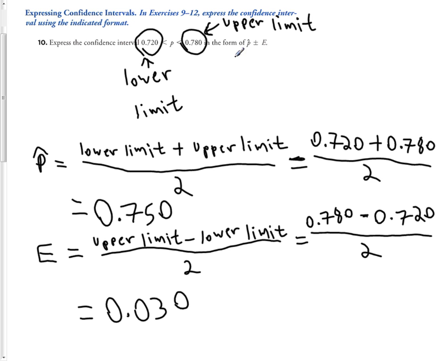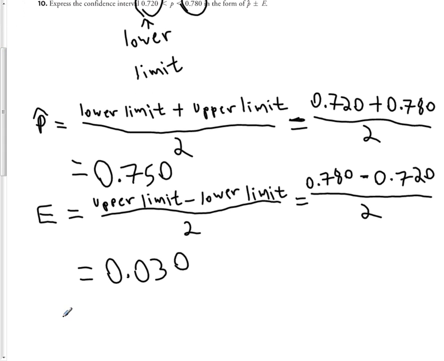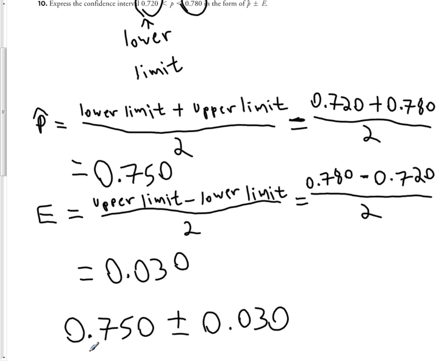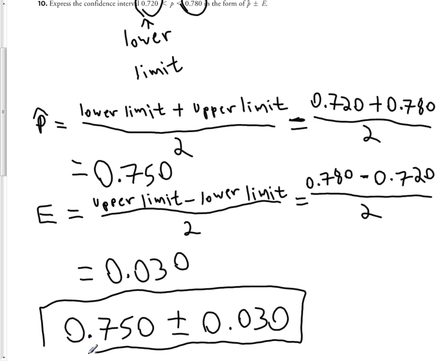So they want me to write this interval in this format, p hat plus or minus e, and here I found p hat and e. So to finish this question, all I have to write is p hat, which is 0.750, a plus and a minus, and then e, which is 0.030. So this would be the answer that they were looking for, p hat plus or minus e. But in this example, I've shown you how to take the confidence interval limits and identify p hat and e.